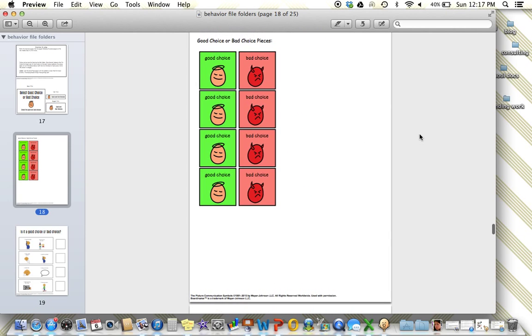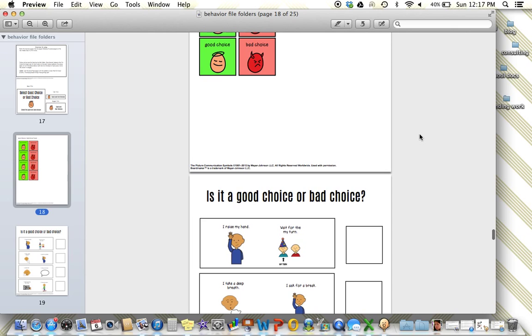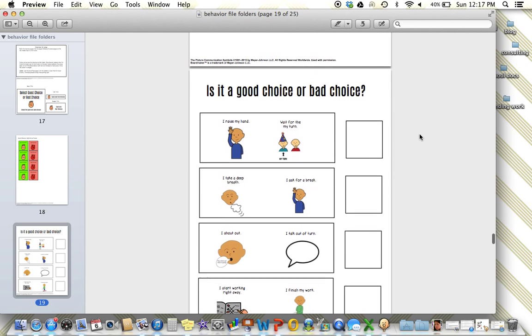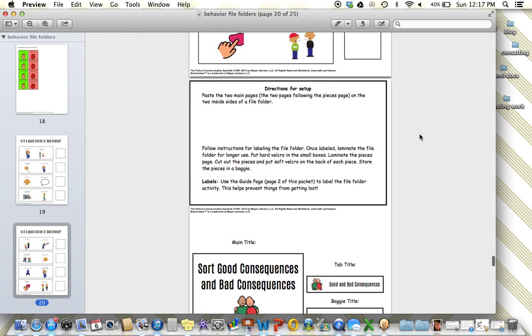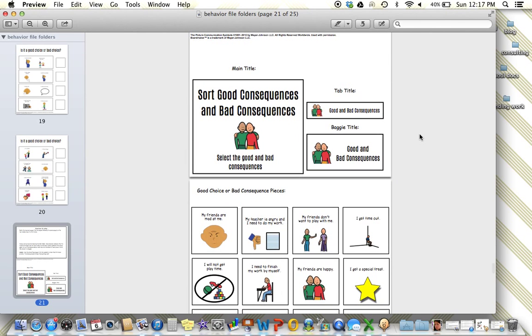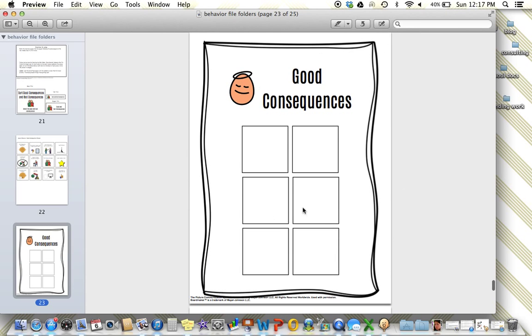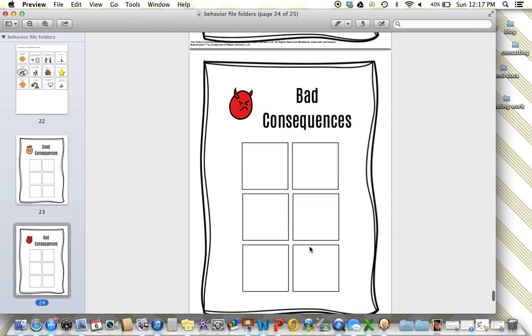These kind of align with my behavior contingency maps, which I really like, kind of using that same language of good choice and bad choice. So again, we're getting that practice of identifying the good choices and bad choices away from the problem behavior within a structured time. And the last one is sorting good consequences versus bad consequences. So again, what are the good things I want to happen versus what are the bad things that could happen?